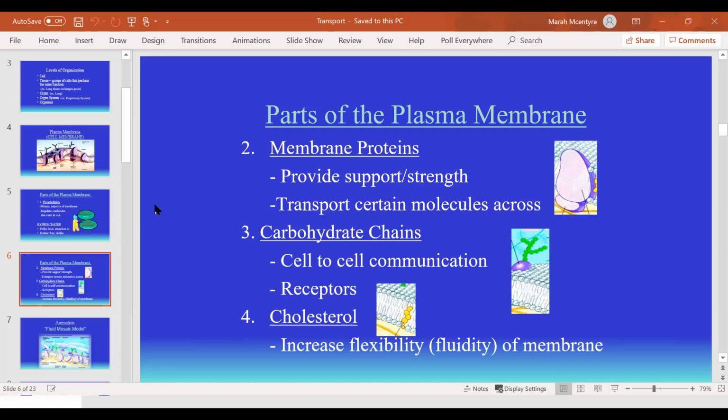Then we have our carbohydrate chain. This is like the little walkie-talkie, and it looks like this. This is going to be for cell-to-cell communication or a receptor. So this is how the cells are going to communicate with each other.